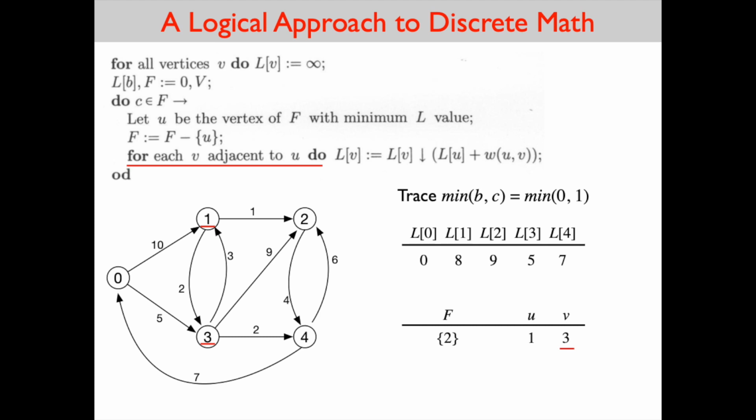What is L sub 3 going to get? It's going to get the minimum of the current value, which is 5, and L sub U, which is 8, plus the weight, which is 2, which is 10. But 5 is already less than 10, so the value of L does not change as shown in this slide.